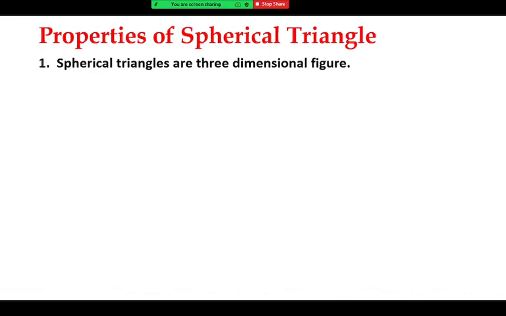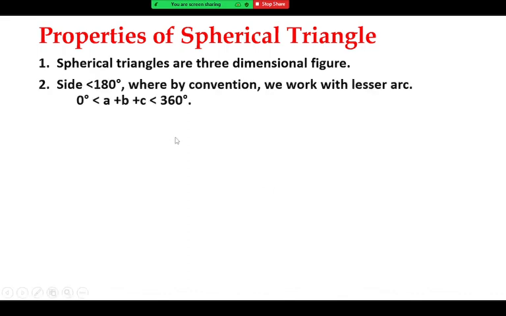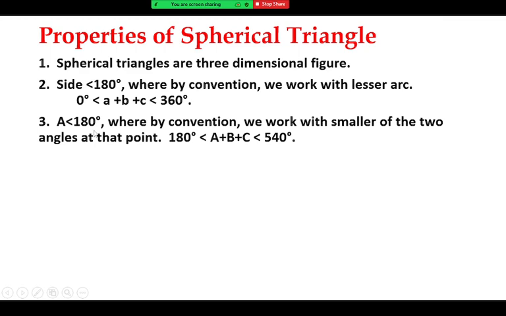This is a curved triangle. Next property. The side is always less than 180 degrees and it lies between 0 to 360 degrees. So the sum of the sides is always up to 360 degrees, minimum is 0, maximum is 180. Angle is always less than 180 degrees, but the angle sum range is 180 to 540. So the minimum sum of the angles is 180, maximum is 540.